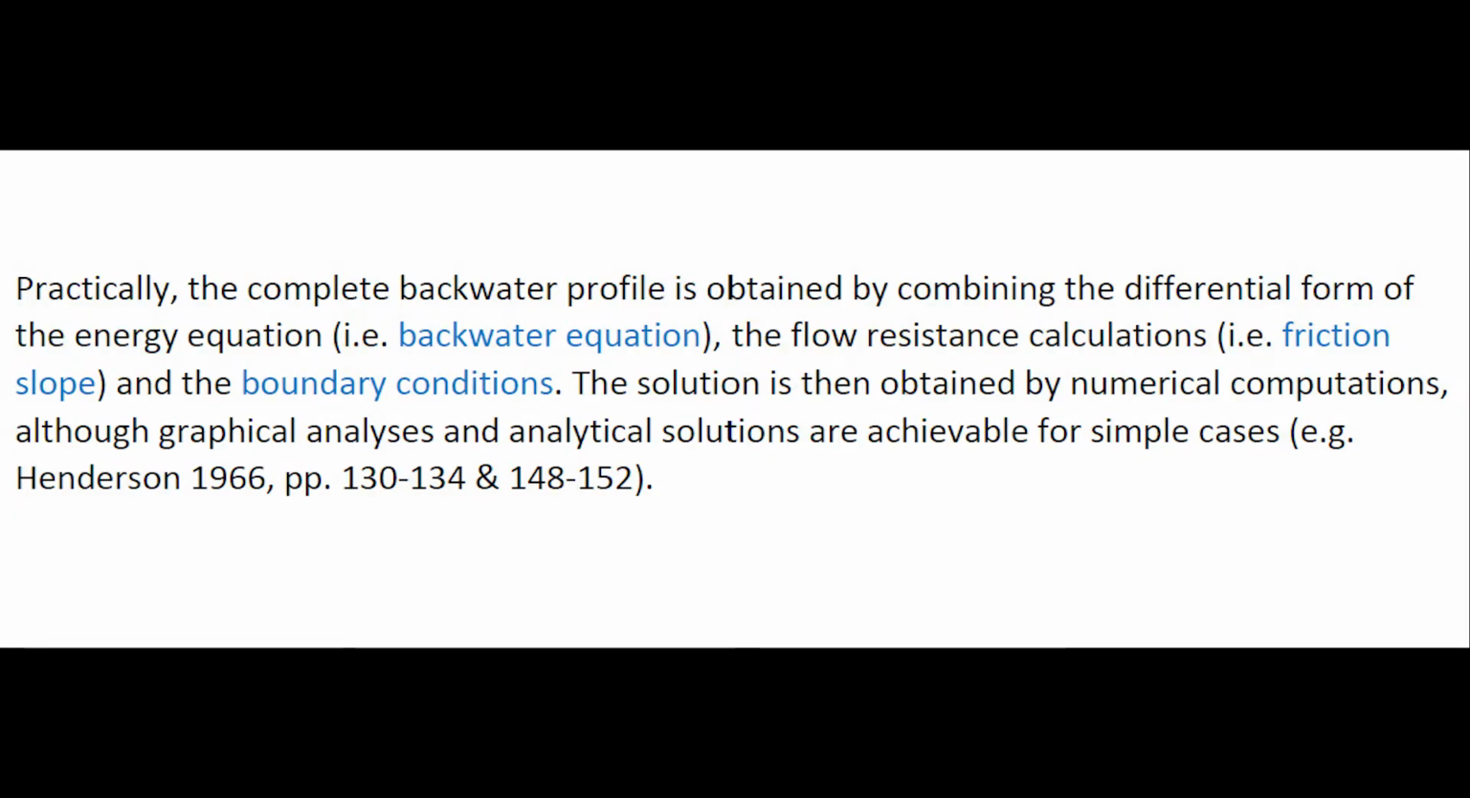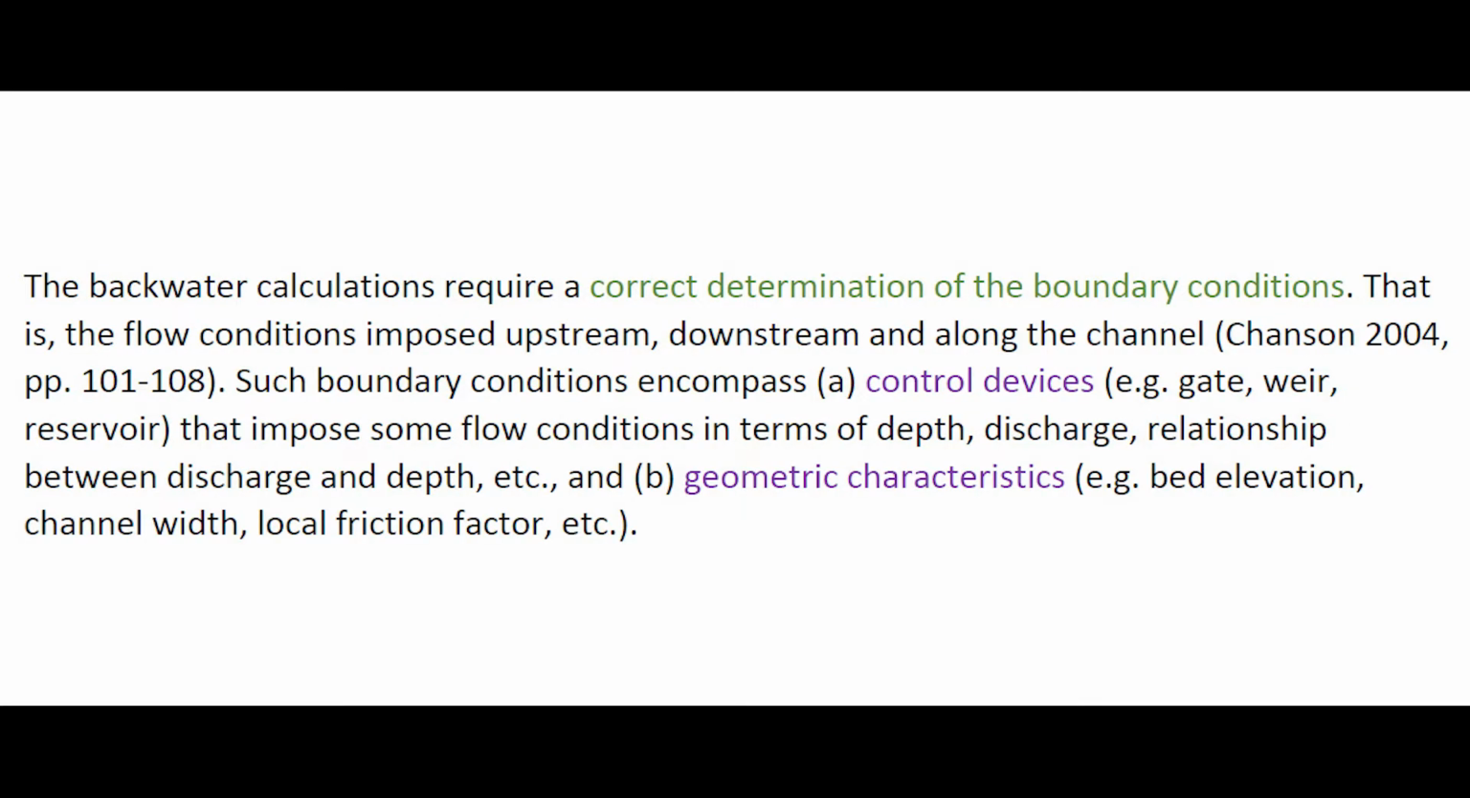Practically, the complete backwater profile is obtained by combining the differential form of the energy equation, the backwater equation, the flow resistance calculations, that is the friction slope, and the boundary conditions. The solution is then obtained by numerical computation, using graphical analysis and analytical solution whenever possible. The backwater calculations require a correct determination of the boundary conditions.